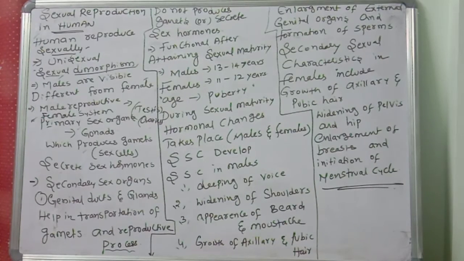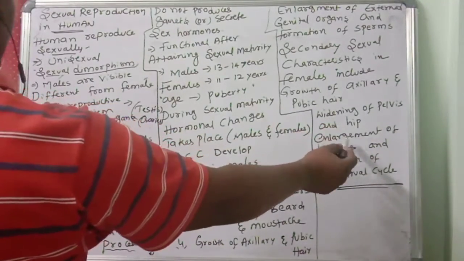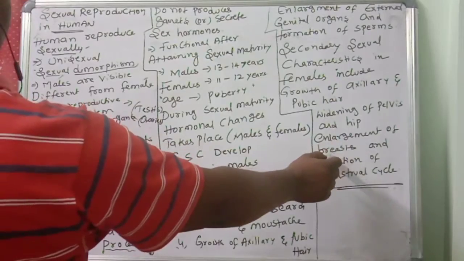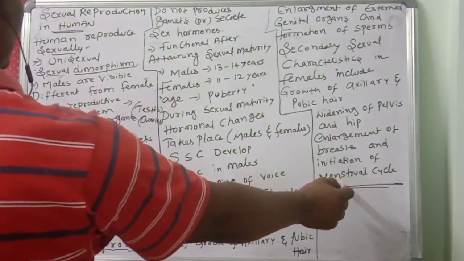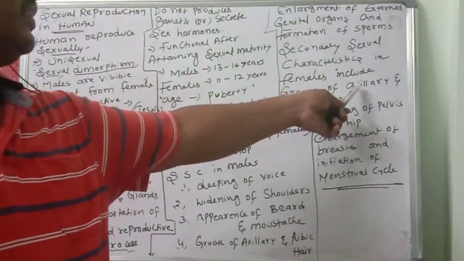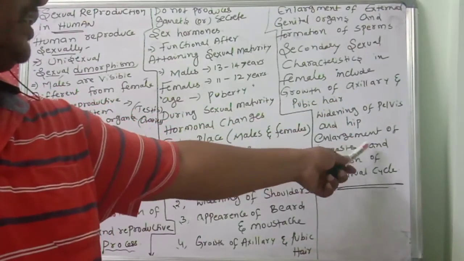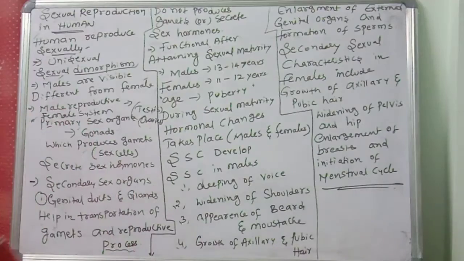Now come to the secondary sexual characters in the females. They include growth of axillary and pubic hair, widening of pelvis and hip region, enlargement of breast, and initiation of the menstrual cycle. The menstrual cycle takes place in the females.